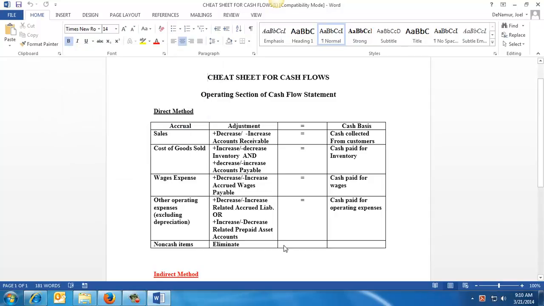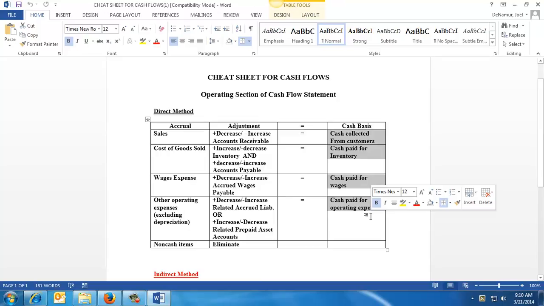Now we're going to go over the two different methods to calculate cash flows. And I have this handout in Blackboard for you. The first method is the direct method. With the direct method, we're going to calculate these items over here on the right of our chart.